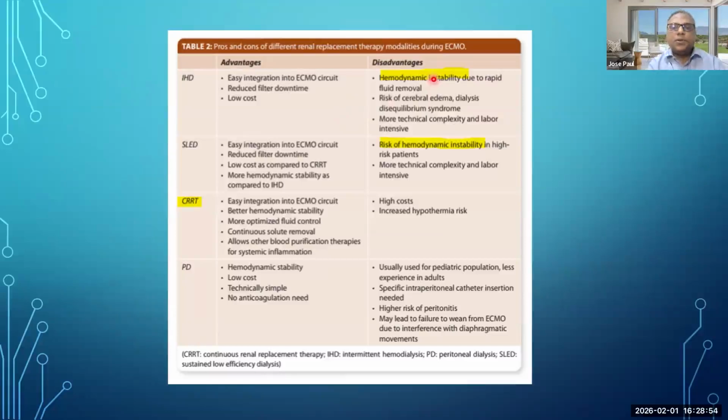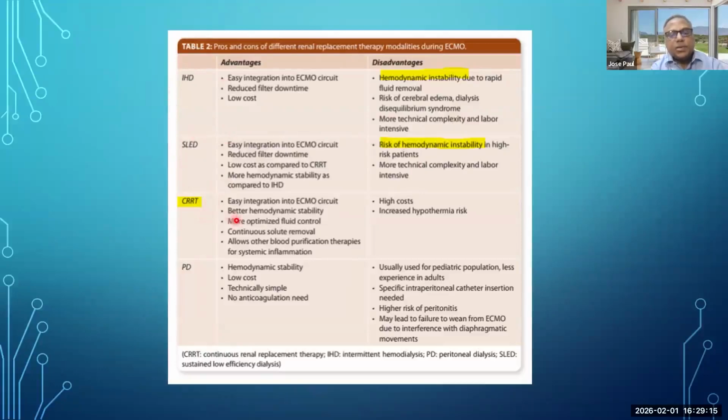As you know, the solute removal and the fluid removal is very fast with intermittent hemodialysis, and it can lead to hemodynamic instability. Again, because of the rapid solute removal, they run the risk of cerebral edema and dialysis disequilibrium. These are the main problems with intermittent hemodialysis and even with sustained low efficiency dialysis.